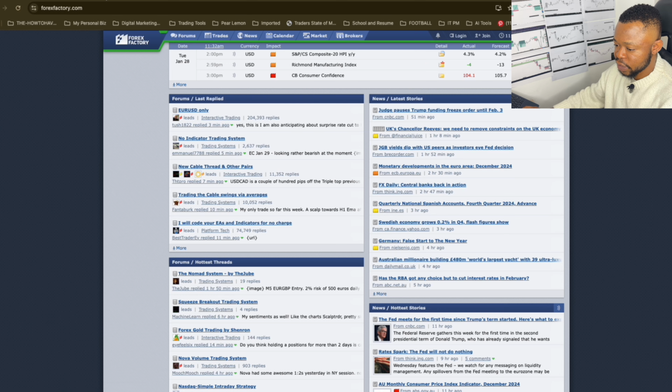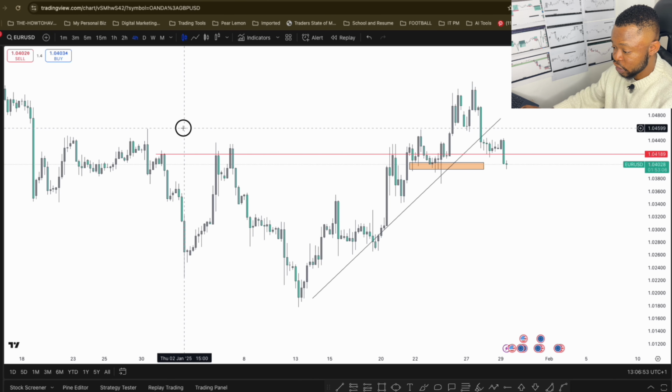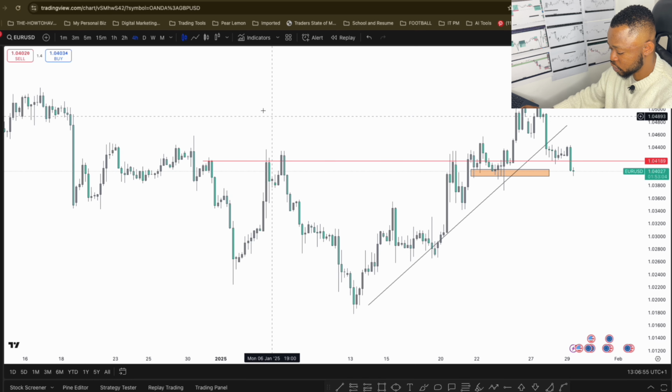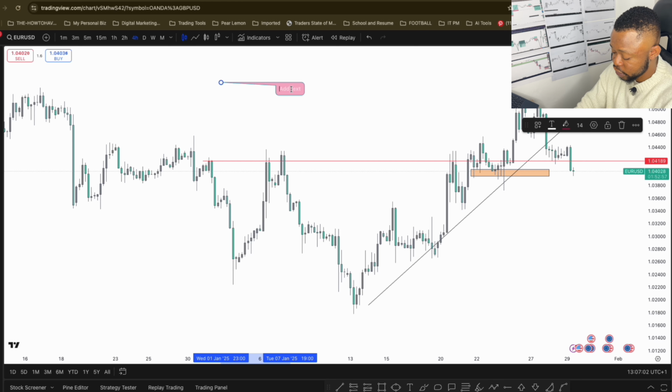Now let's talk about your style of trading. Let me bring up my callout and talk about this. We have different styles of trading. We have the scalpers, we have the day traders, we have the swing traders, and the position traders.